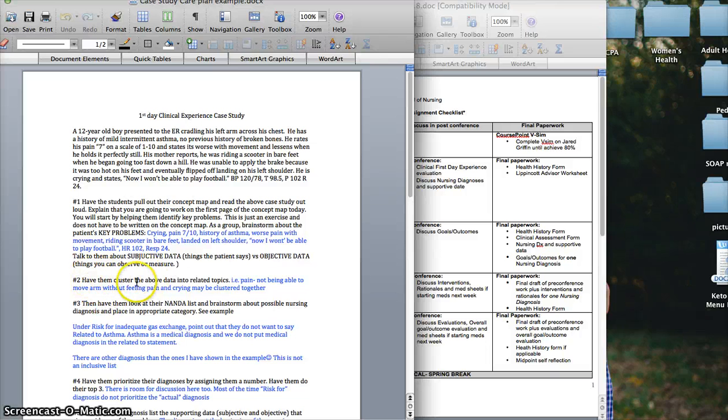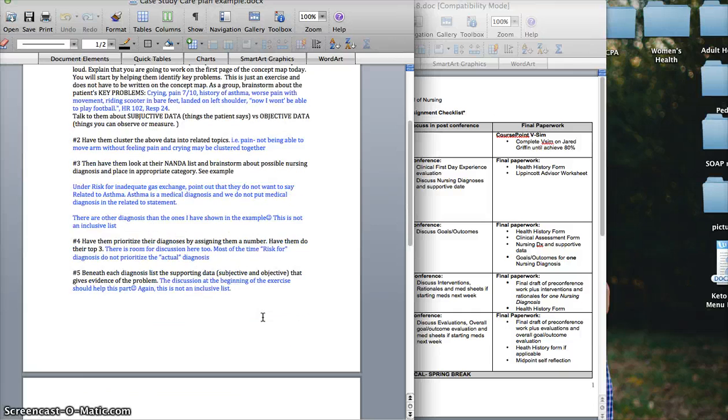Number 2, have them cluster the above data into related topics, i.e. pain. So remember, we're clustering all that data that we've gotten. Not being able to move arm without feeling pain and crying can be clustered together. Of course, there's other things that you can cluster together. I just gave you some examples. Then have them look at their NANDA list and brainstorm about possible nursing diagnoses and place them in the appropriate category. And I have an example down here.